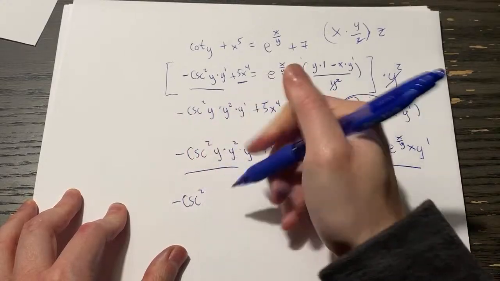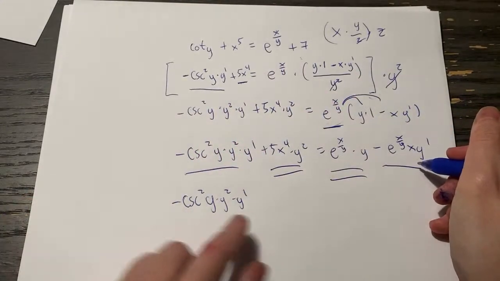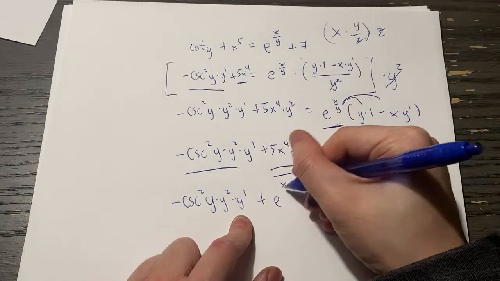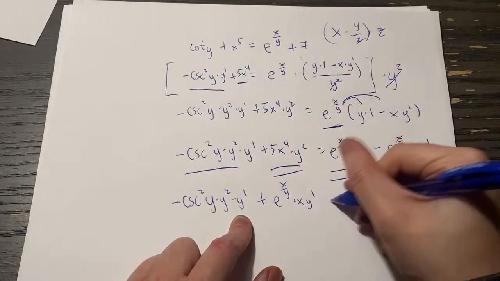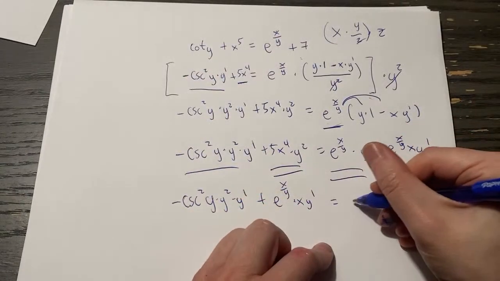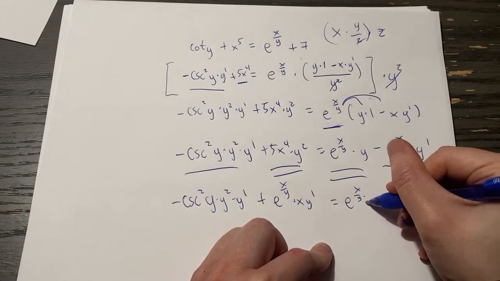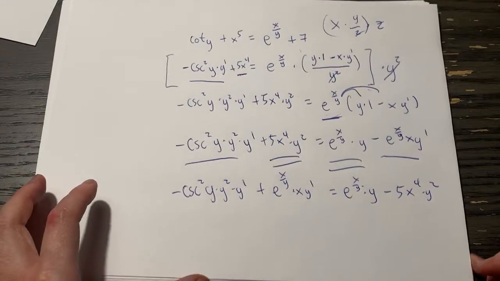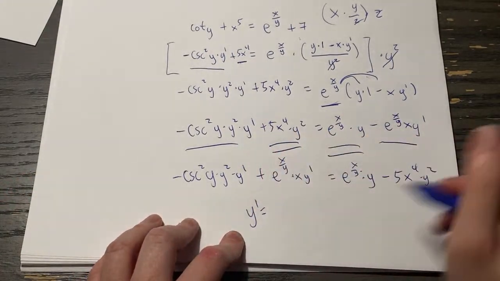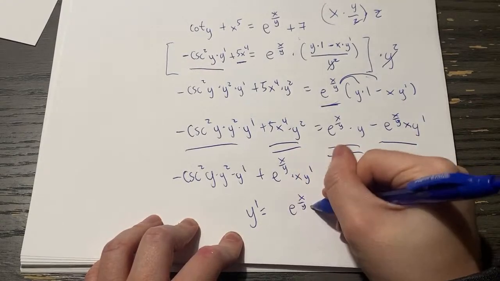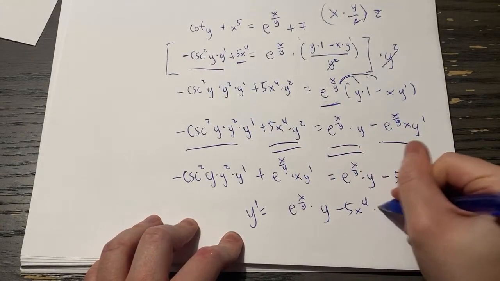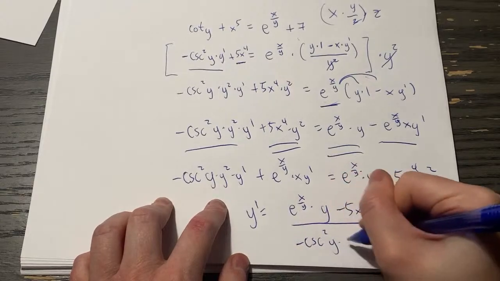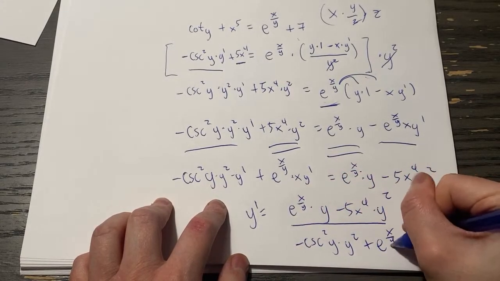So this stays on the left. This term is minus, so it looks like we have to add it over. And then we have this term that doesn't have a y prime, so it should stay on the right side. And then finally, we're going to subtract off this term because it also doesn't have a y prime. And to finish off, we're going to get y prime equals this thing right here, minus 5x to the 4th times y squared. And then we're going to divide by anything that the y prime was multiplied by. And that's how you do implicit differentiation questions.